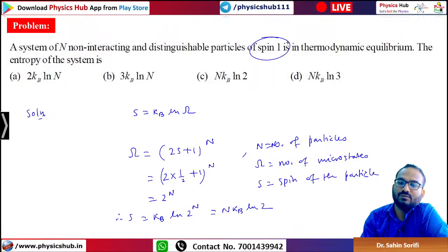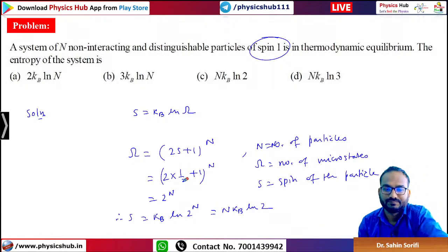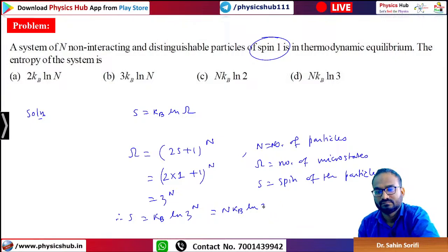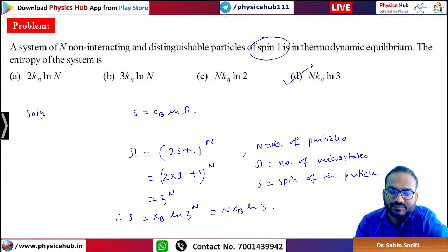Acha, S is equal to 1, it is not half. So if S is equal to 1, it becomes 3. So it is matching with option D.